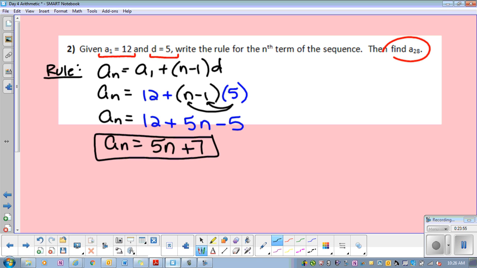So then now that you know that rule, you can find a sub 28. That means you need to plug in what for n? No, but what number are you plugging in here for this n? 28. Right? So what is that? What's 5 times 28 plus 7? 133? 147.